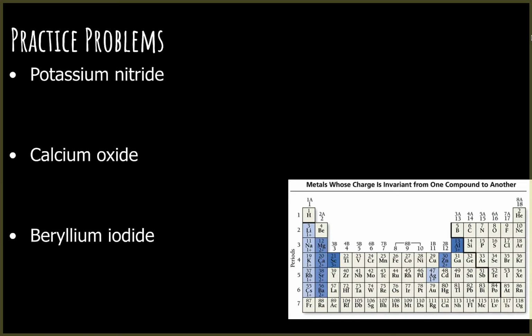All right, so potassium nitrite. K is a +1. Nitrogen is a -3. Cross them down. K3N.